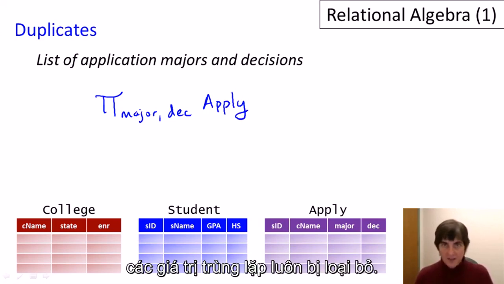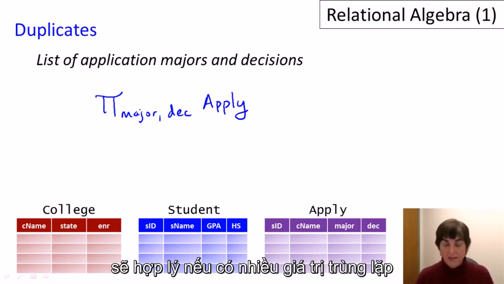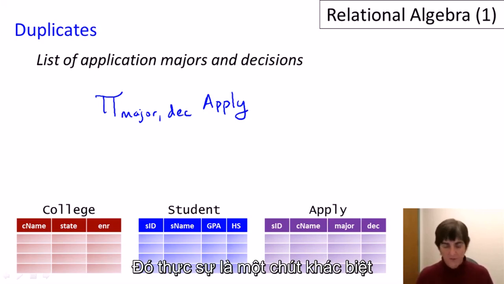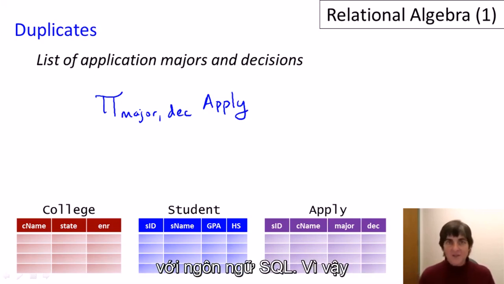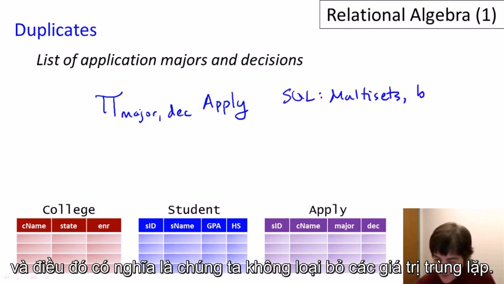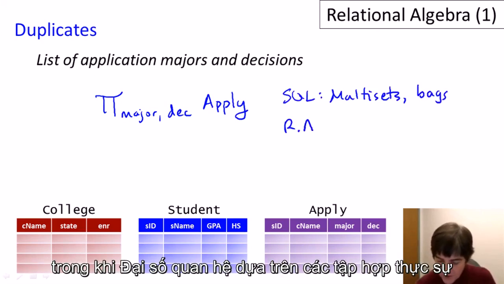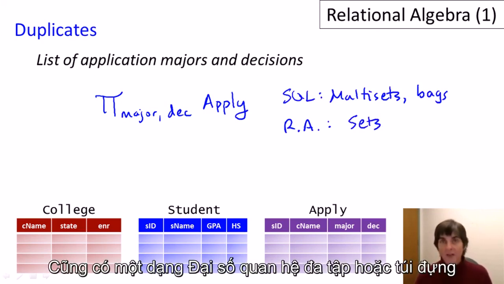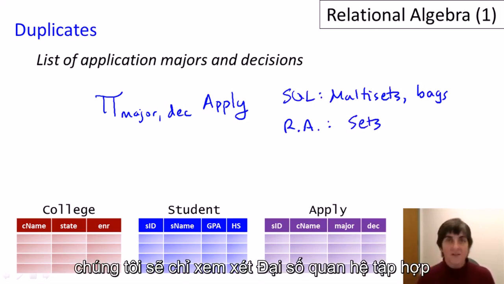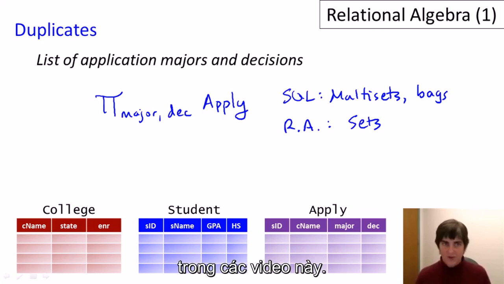The semantics of relational algebra says that duplicates are always eliminated. So if you run a query that would logically have a lot of duplicate values, you just get one value for each result. That's actually a bit of a difference with the SQL language. SQL is based on what's known as multi-sets or bags, and that means that we don't eliminate duplicates, whereas relational algebra is based on sets themselves, and duplicates are eliminated. There is a multi-set or bag relational algebra defined as well, but we'll be fine by just considering the set relational algebra in these videos.